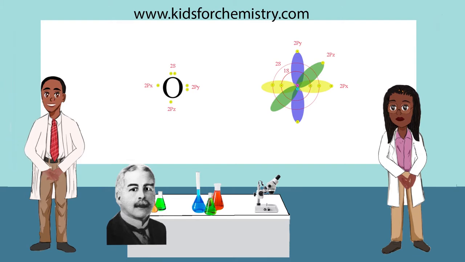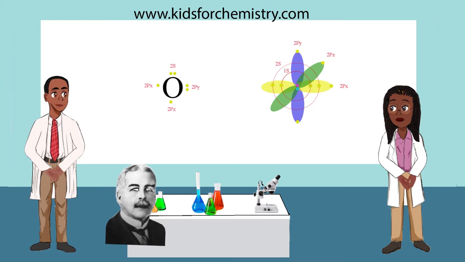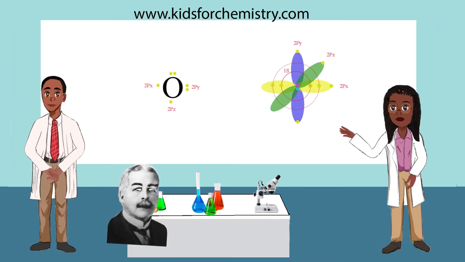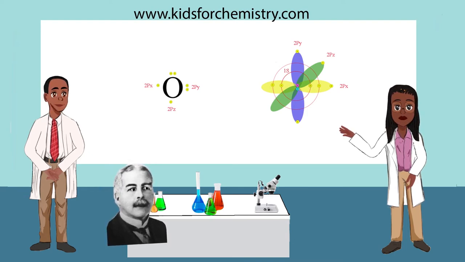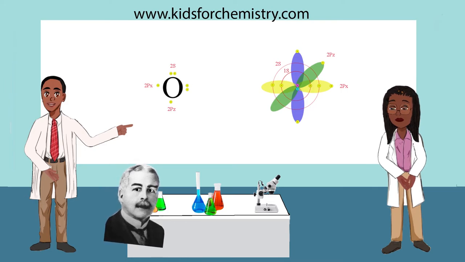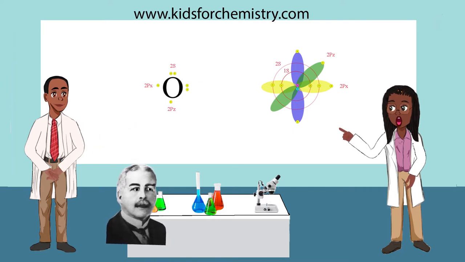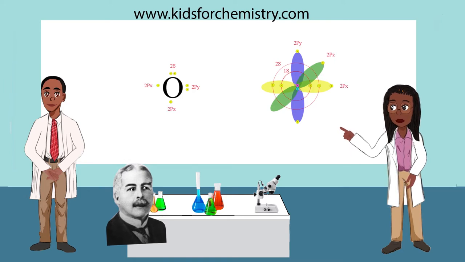With the Kids for Chemistry diagram for oxygen, you can see everything that is on the Lewis diagram and much, much more. You can see the 1s orbital with two electrons, even though these are not valence electrons and are not shown on the Lewis diagram. And you can see the 2s orbital with two electrons, just like in the Lewis diagram. But now it is clear that it is an s orbital. And you can see the 2py orbital with two electrons, and it is clear that it is a p orbital. And you can see that the lonely electrons are in the 2px and 2pz orbitals.